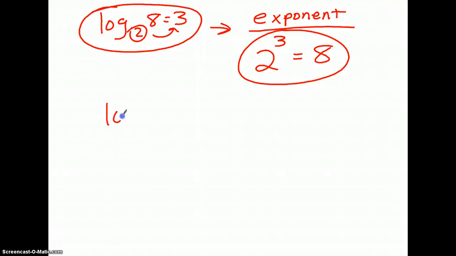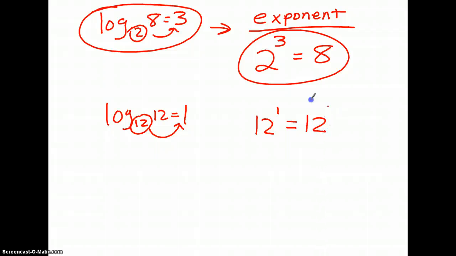Okay, let's do another one. Log base 12 of 12 equals 1. Exponent form would be 12 raised to the first power equals 12. Easy enough.